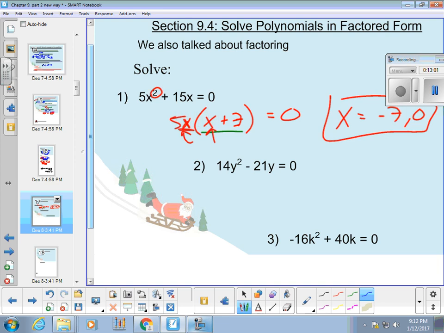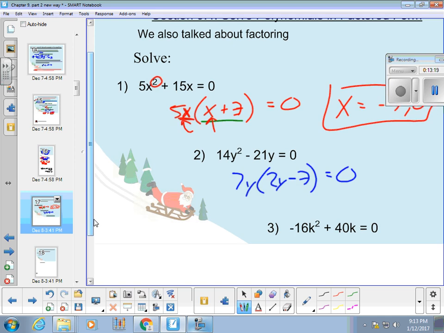This next one looks like I can factor out a 14y. Oops, actually not a 14y. I can factor out a 7y out of both terms. So I'll get 2y minus 3 inside the parenthesis for my binomial, and all that equals 0. So now again, I should get 2 answers.